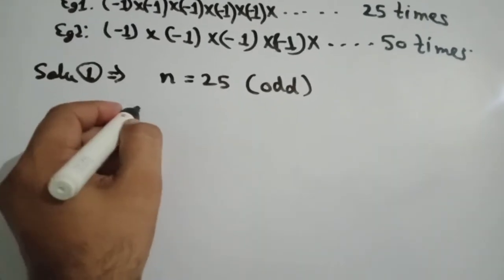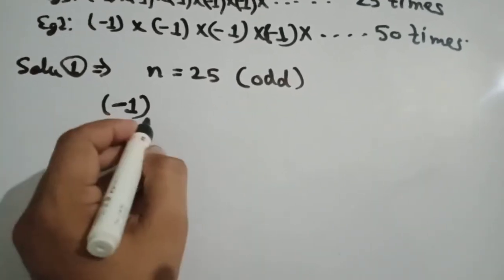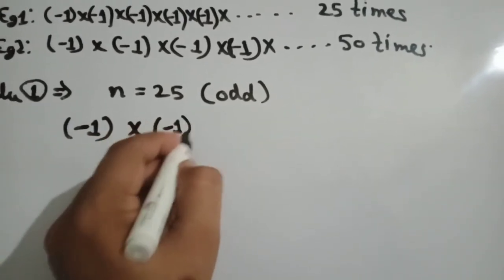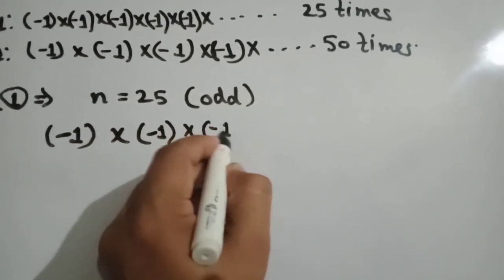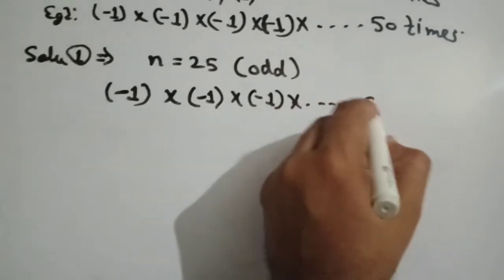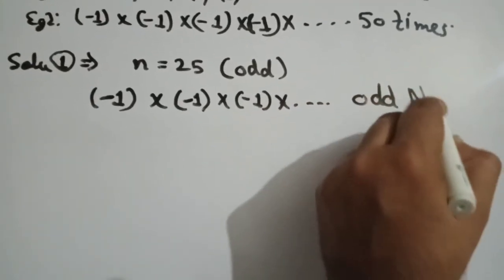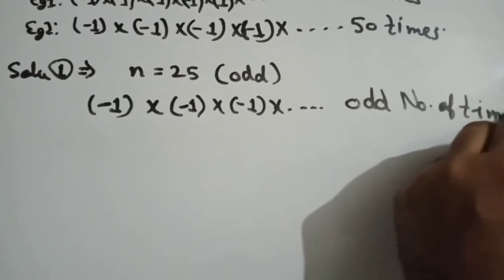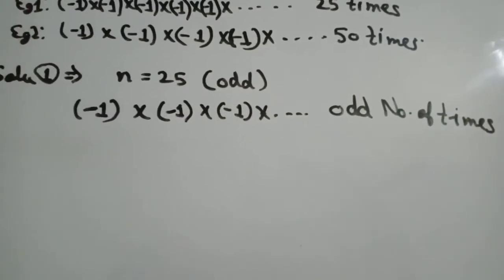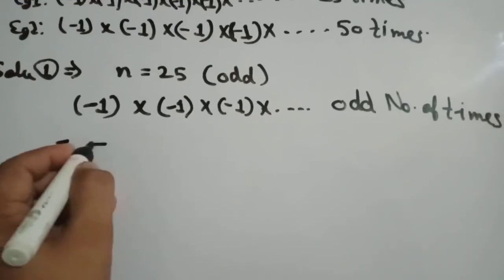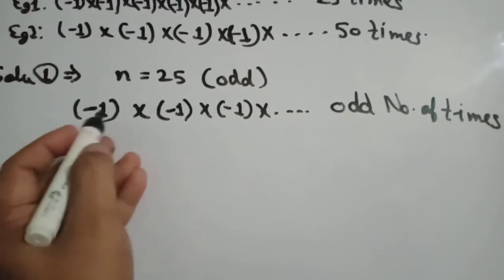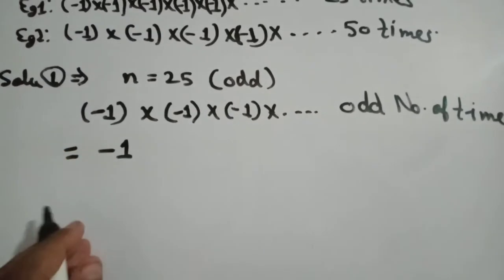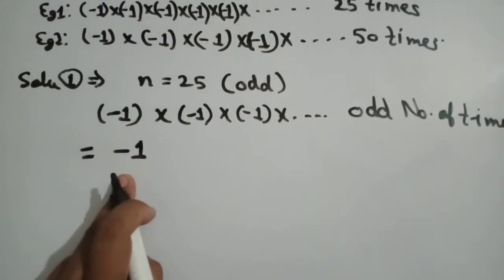if we multiply minus 1 an odd number of times, the answer will be negative. The product of 1 will remain the same, so the answer will be negative 1.